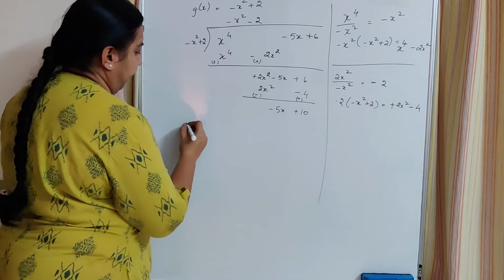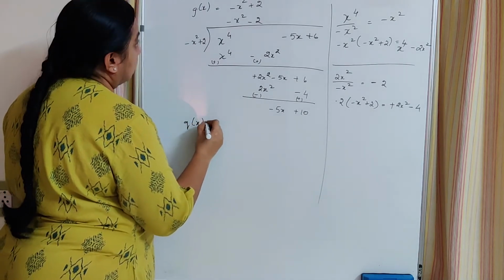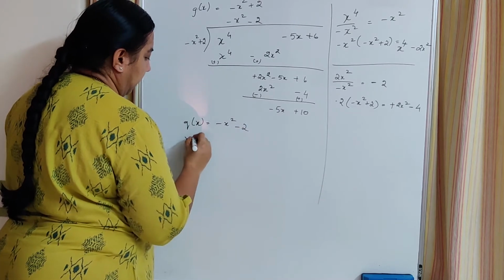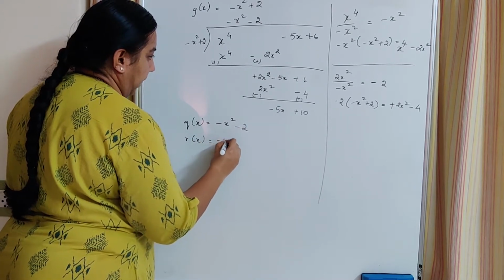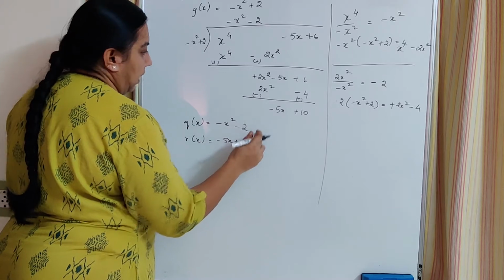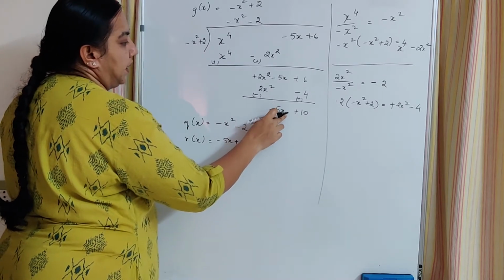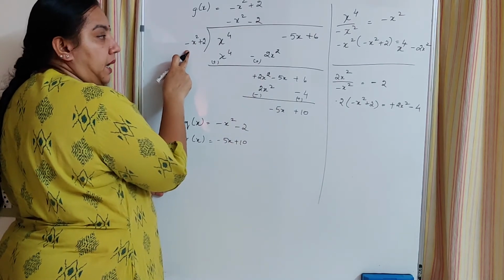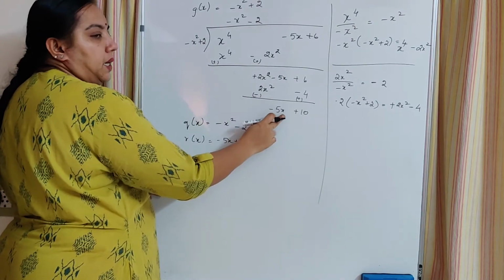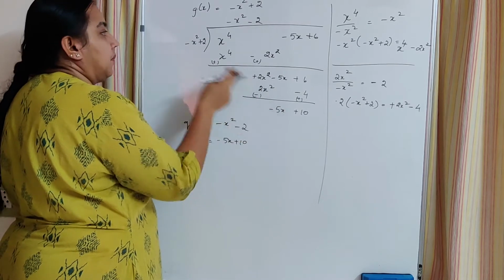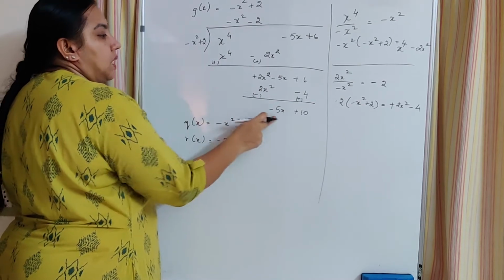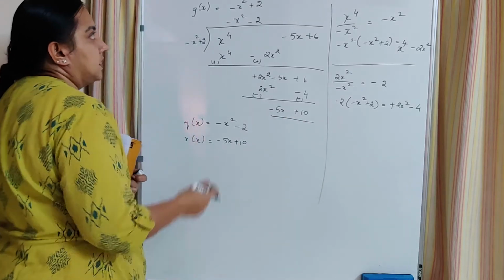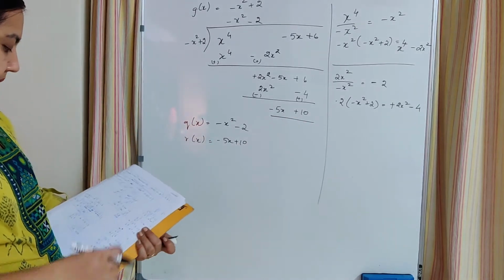So q of x is equal to minus x square minus 2. Remainder of x is equal to minus 5x plus 10. And why am I stopping here? The degree of the remainder is 1, but the divisor has degree 2. So this is a smaller degree than the divisor, so I am stopping with this. Okay. So this is the end of the third sum.